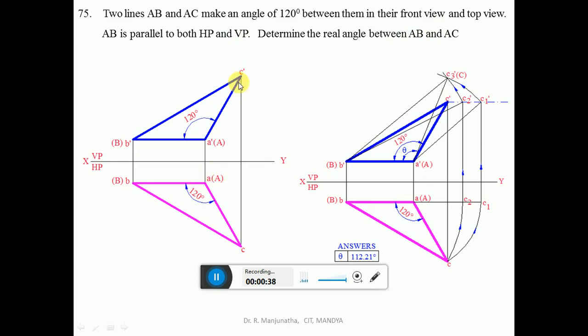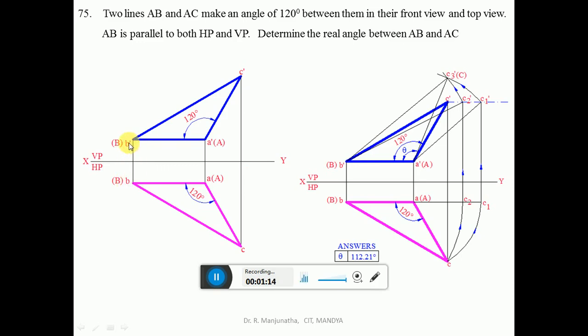First, he says capital AB is parallel to both HP and VP. He has not given any distances, so we can take whatever distances we want. From the XY line, take any convenient distance and draw a horizontal line. Similarly, below the XY line, draw one horizontal line. Consider any point here and draw a vertical projector so that it cuts B dash in the front view and B in the top view.